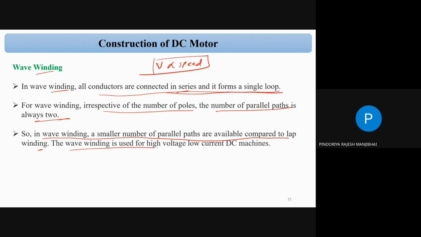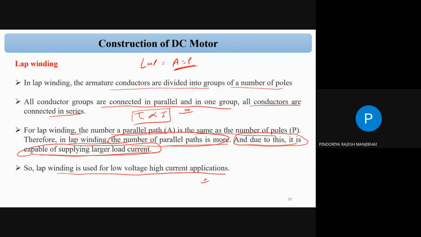Wave winding is used for high voltage and low current DC machines. Yes, maybe I will ask in the viva, what is the difference between wave winding and lap winding, and where we can use lap winding and wave winding, correct? So the simple answer is wave winding is your series connection, and whenever we say series connection, there is high voltage. High voltage means there is high speed. So we can say wave winding is used for high voltage and low current DC machines. But lap winding we can use for low voltage and high current applications. Correct? So both are vice versa.